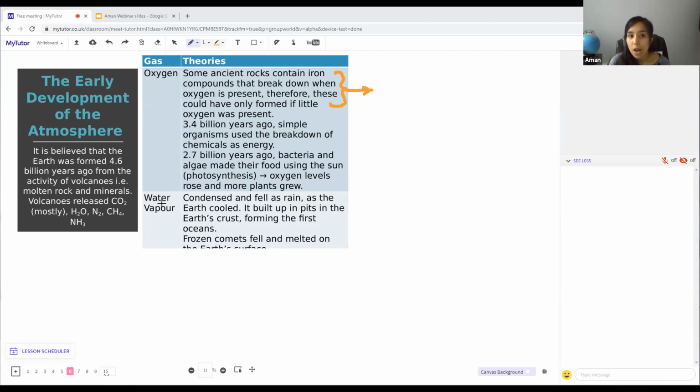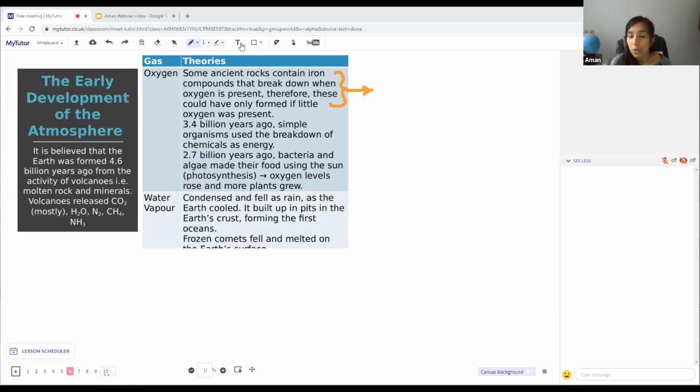The second theory with water vapor was that we had frozen comets. So comets are made of ice, pretty much, and they're in space. And these comets, which were frozen balls of ice, as I said, they fell onto the Earth and they melted on the Earth's surface. And when they melted, we got more liquid that fell into the pits and helped to form oceans. So the theory of how we got water on the Earth came from water vapor released by volcanoes, and then it condensing, or frozen comets falling to the Earth. And when it condensed, or those frozen comets fell to the Earth, we got water that then went into the pits of the Earth, or the cracks of the Earth, to form the oceans.